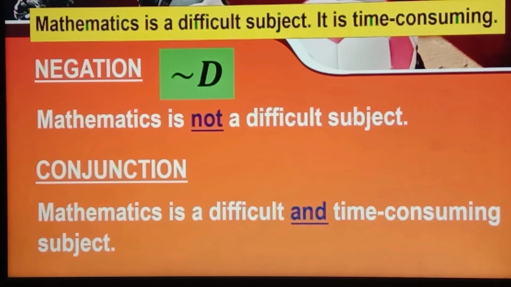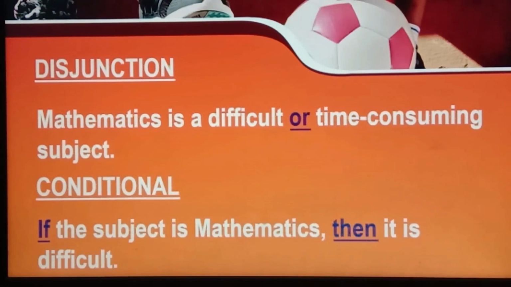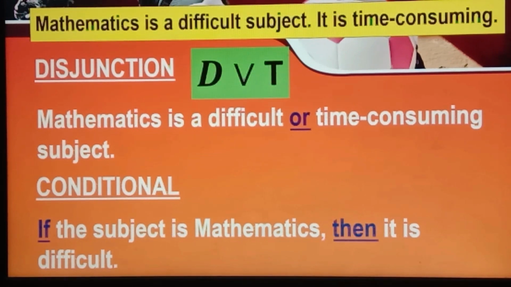Next, for the conjunction: mathematics is a difficult and time-consuming subject. The two words being joined here are difficult and time consuming. That's why we will be using letter D for difficult and T for time consuming, and then the symbol for and in between these two letters. Next, the disjunction: mathematics is a difficult or time consuming subject. Again, the two main words are difficult and time consuming, so you will be using D and T with the symbol for or in between. So that's the symbol for the disjunction of this statement.